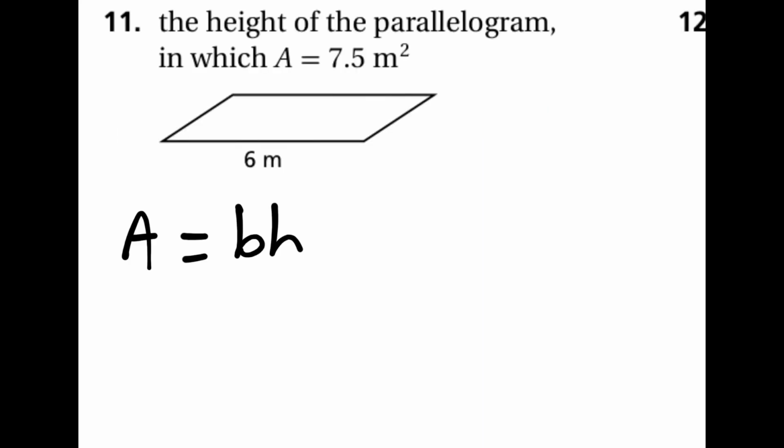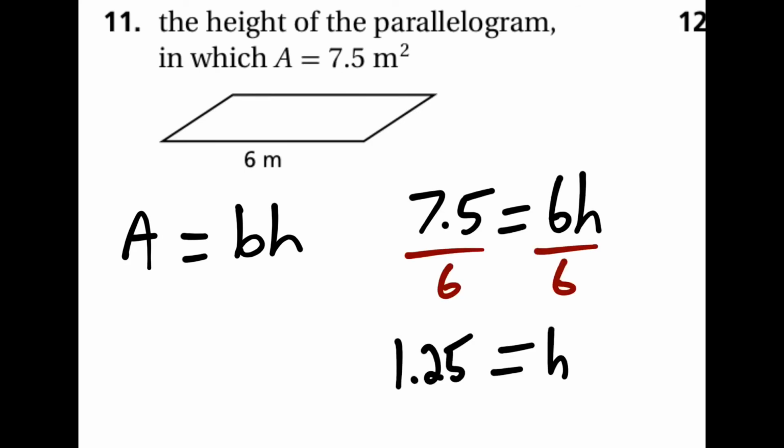For 11, parallelogram, area equals base times height. So 7.5 is equal to 6 times h. Divide by 6, my height is 1.25 meters.